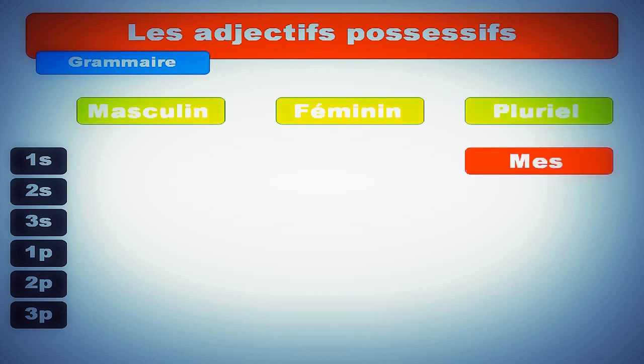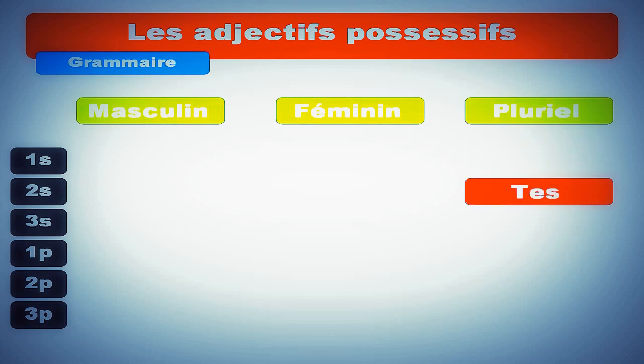Pluriel. So you've got mes. Mes. So you can see that you don't pronounce the final S, but this combination ES gives you the sound E. Mes. Okay. Tes. Same sound, this open E. Don't be afraid to open your mouth. Tes.